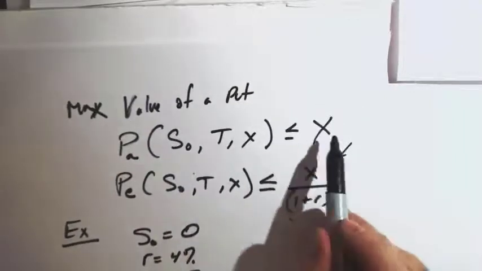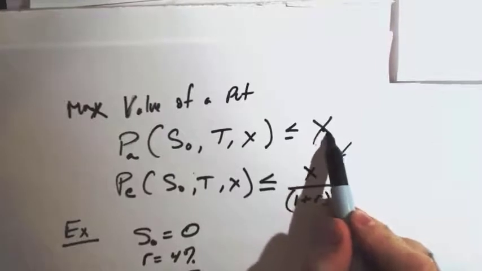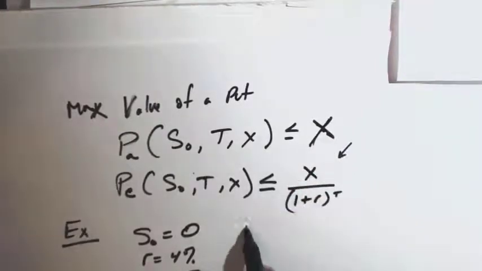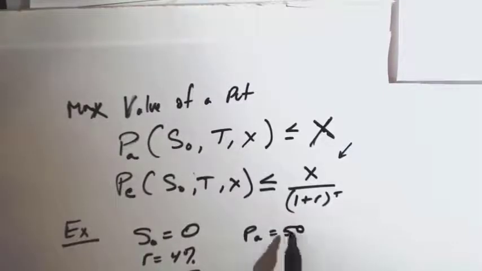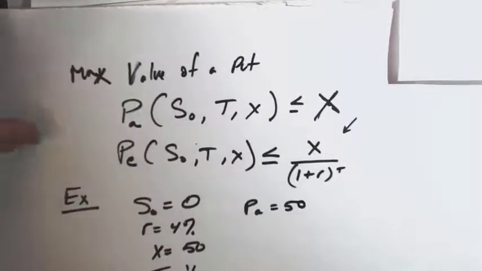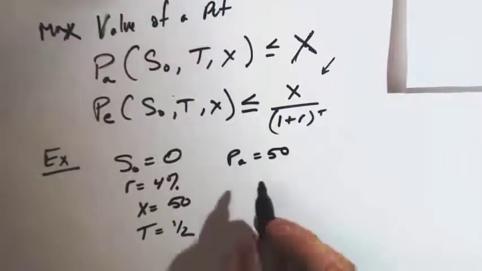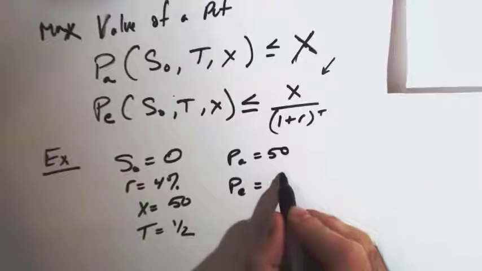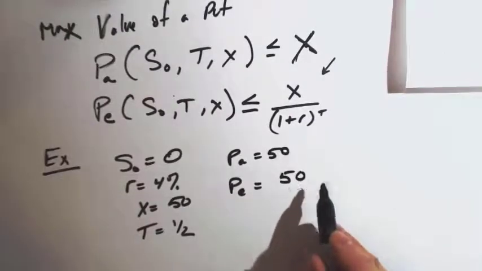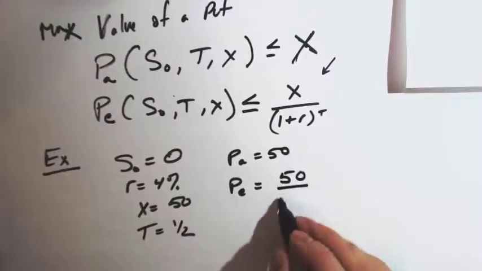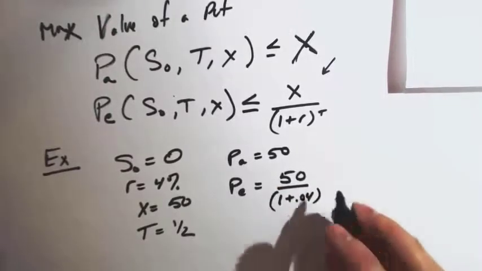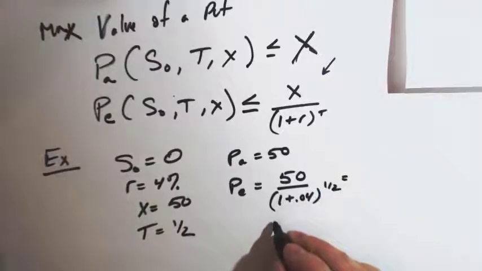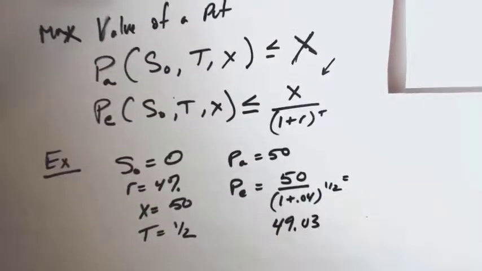Well, the upper bound is it can't be any greater than this. This is the maximum it can be. So the upper bound is just plain 50 for the American. The European, on the other hand, you can't get your hands on the $50 until expiration. So what is that $50 worth today? Well, that $50 is worth $49.03 in terms of the present value. So the present value of $50 discounted at 4% for half a year turns out to be $49.03.